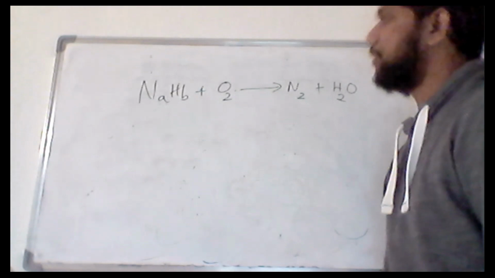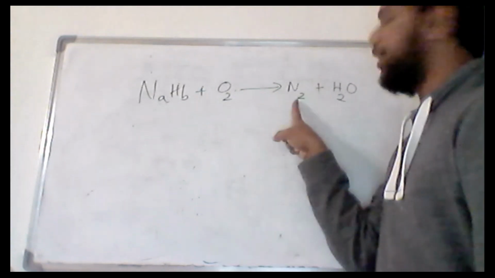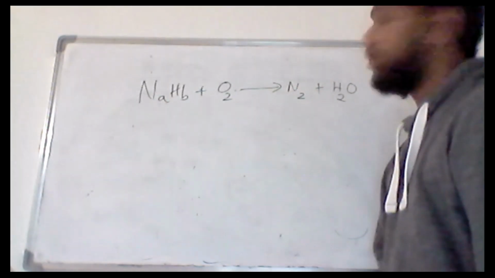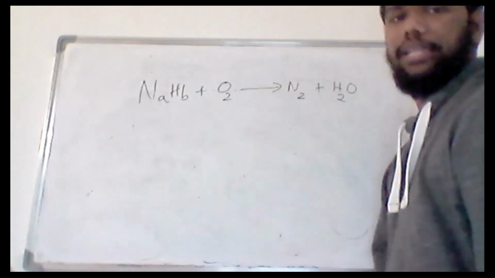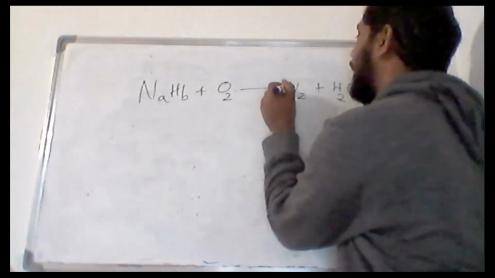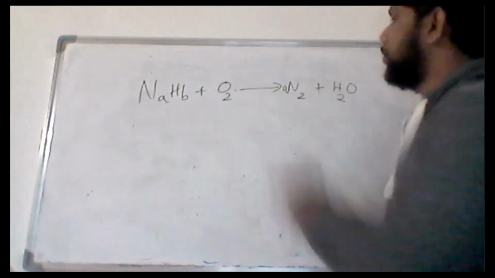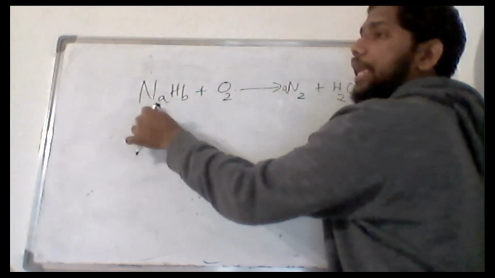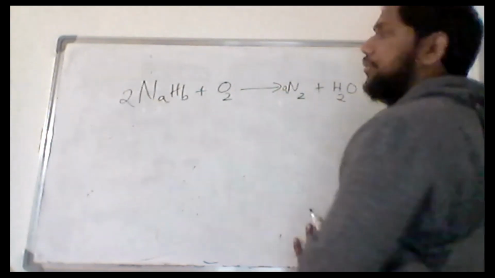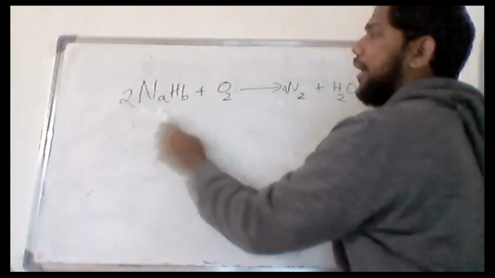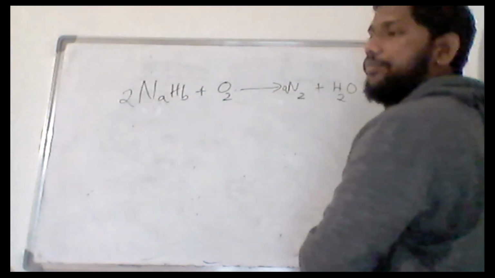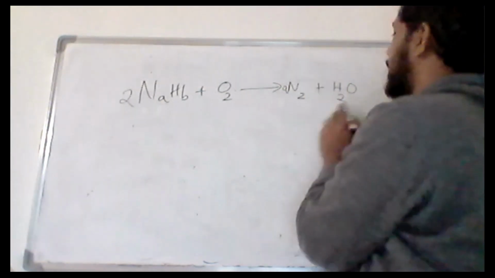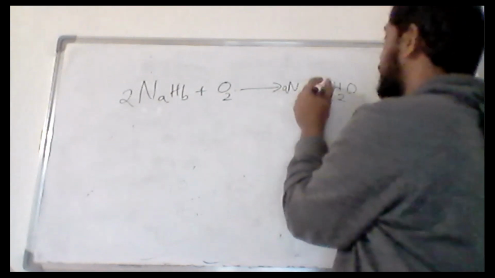So how to balance this? You have 2 nitrogen on one side, but here you have one nitrogen. The easiest way to balance this is to put a 2 here, so it will be 2Na. There are 2Na here and 2Na there. So how many HBs? 2 HB. Here there is already 2H, so the remaining is B.